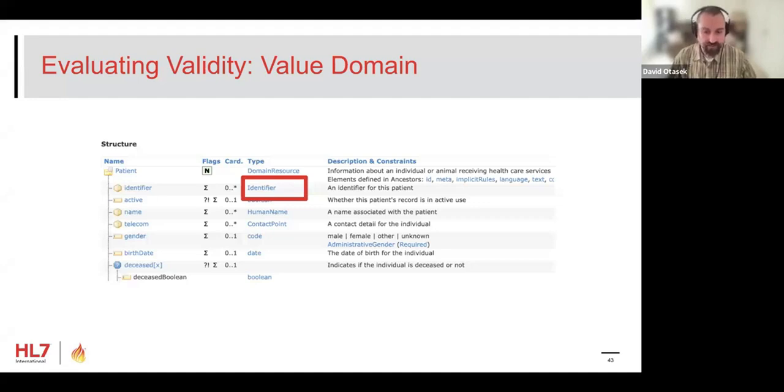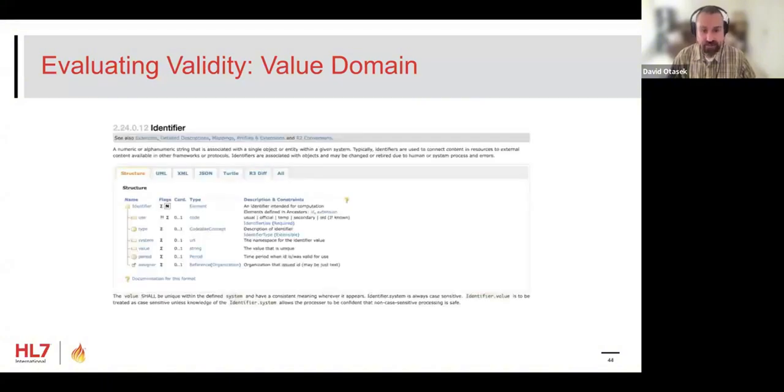Each property will have a type, and when you browse the specification, you can navigate to that type definition. If we follow the identifier link from the patient resource specification, we will find the definition for identifier. The identifier type specification will then provide the validator with its own conformance information to evaluate.